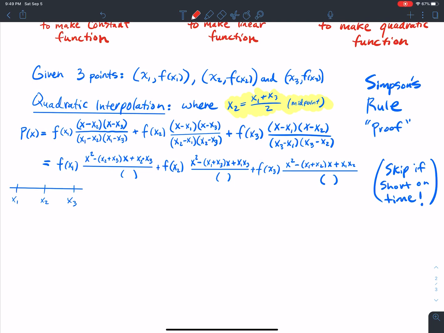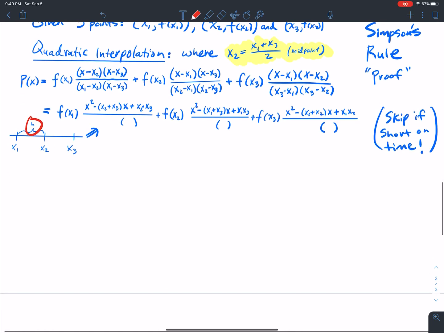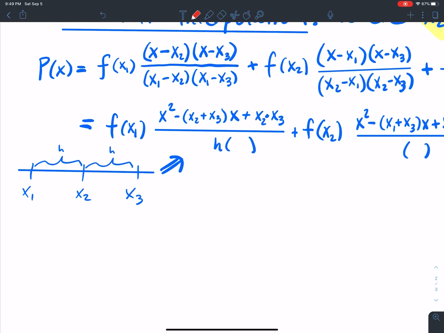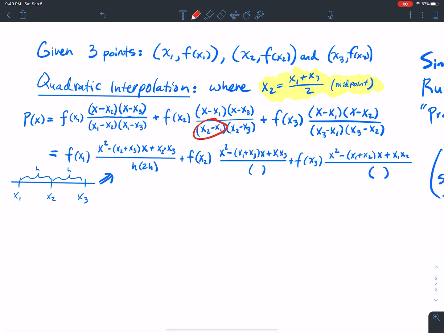So I'm going to take my interval, and remember with this interval, I start at x1 and go to x3. x2 is right in the middle. So what I'm going to do is I'm going to call this distance between x1 and x2 h, and I'm going to call this distance between x2 and x3 h. And then that means that the whole distance between the two is 2h, okay? So I'm going to use that to help me out here. So this becomes h, and this becomes 2h, okay? The distance between x2 and x1 is h, and the distance between x2 and x3 is h. And then the distance between x3 and x1 is 2h, and x3 and x2 is h, okay?